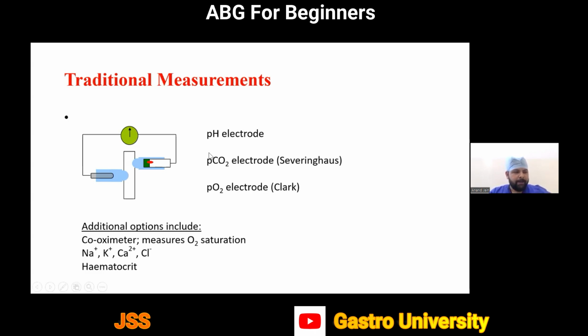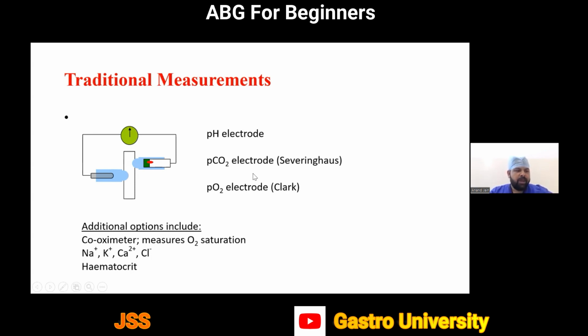Then comes PCO2. For PCO2, the carbon dioxide which is present in the blood undergoes a chemical reaction to produce hydrogen ion. The hydrogen ion which is produced causes a difference in potential, which is measured by this electrode as the pH is measured.